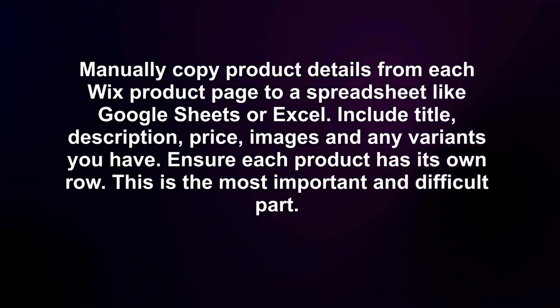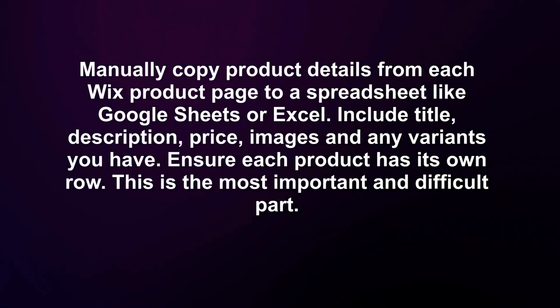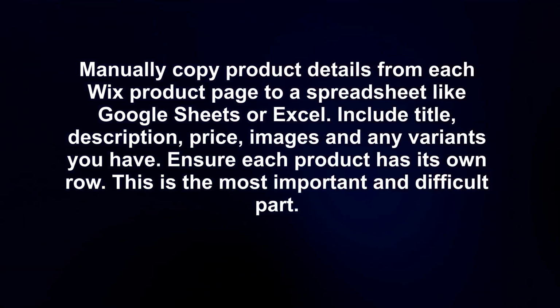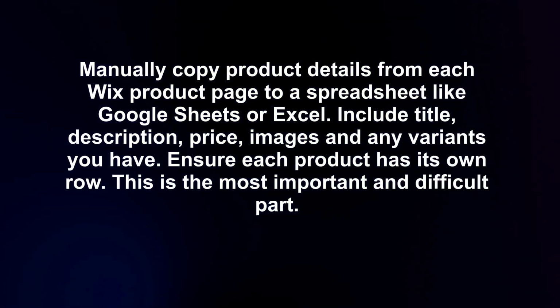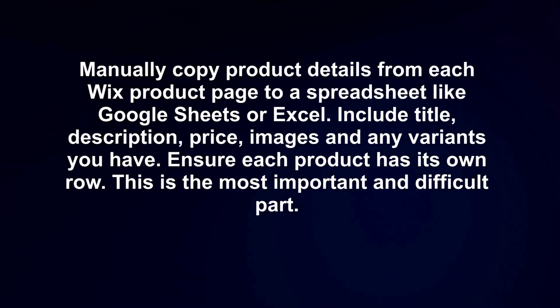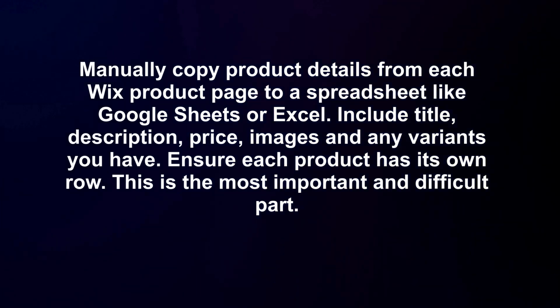Manually copy product details from each Wix product page to a spreadsheet like Google Sheets or Excel. Include title, description, price, images, and any variants you have. Ensure each product has its own row. This is the most important and difficult part.